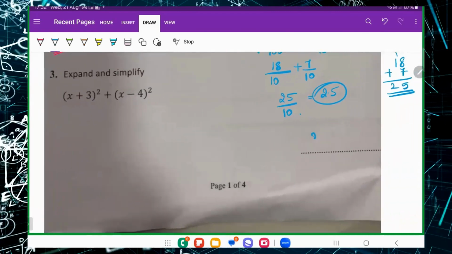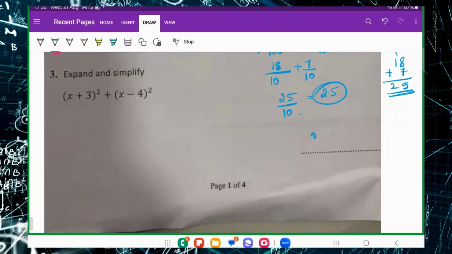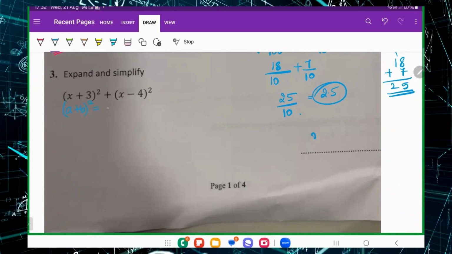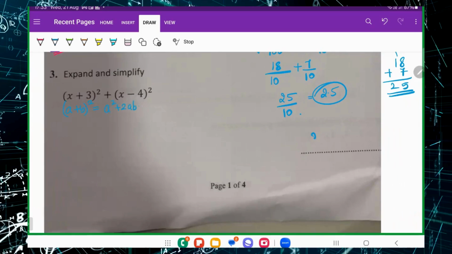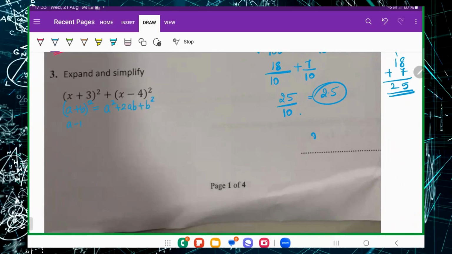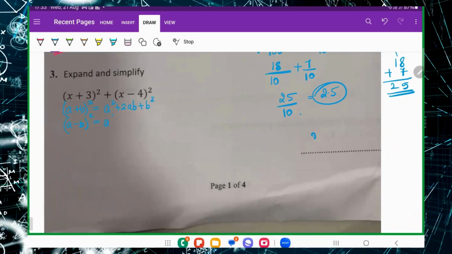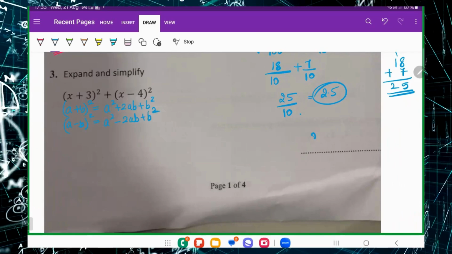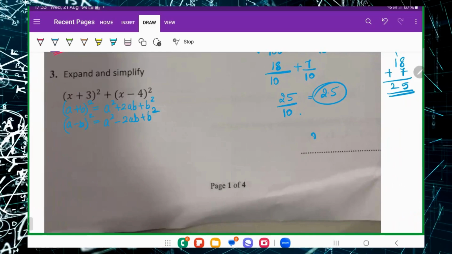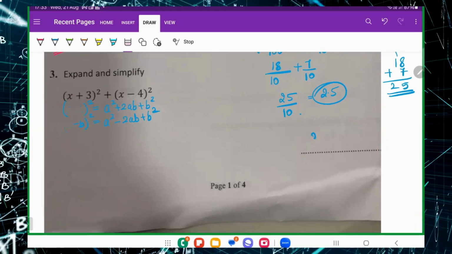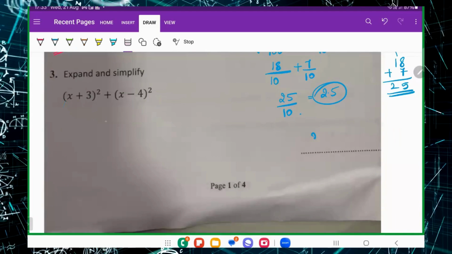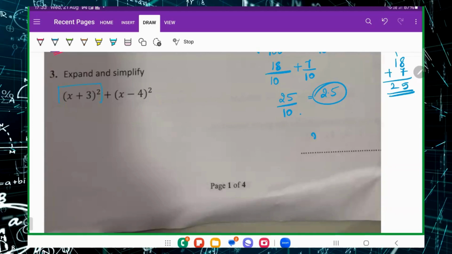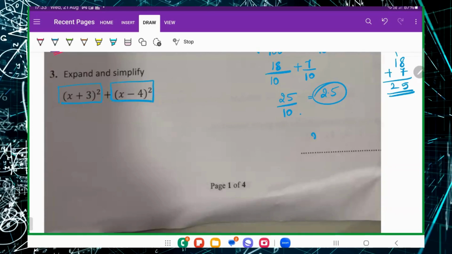Now it says expand and simplify. There are two ways of doing this. If you know the formula of a plus b the whole square, which is a square plus 2ab plus b square, and then you have a minus b the whole square, which is a square minus 2ab plus b square, you can either use this and just substitute everything, or else you have to do the longer method. First I will do this, and then I will do this, and then I will add them together.